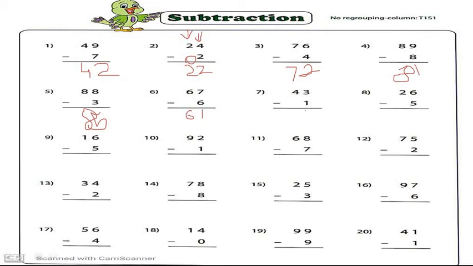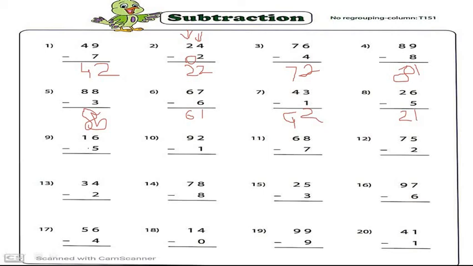Okay, this is 43 minus 1. So what should we do? First of all, start counting of ones column. So 3 minus 1, we get 2. 4 minus 0, we get the same answer, 4. 26 minus 5. So first of all, start counting of 6 minus 5, which is 1. 2 minus 0, we get 2.